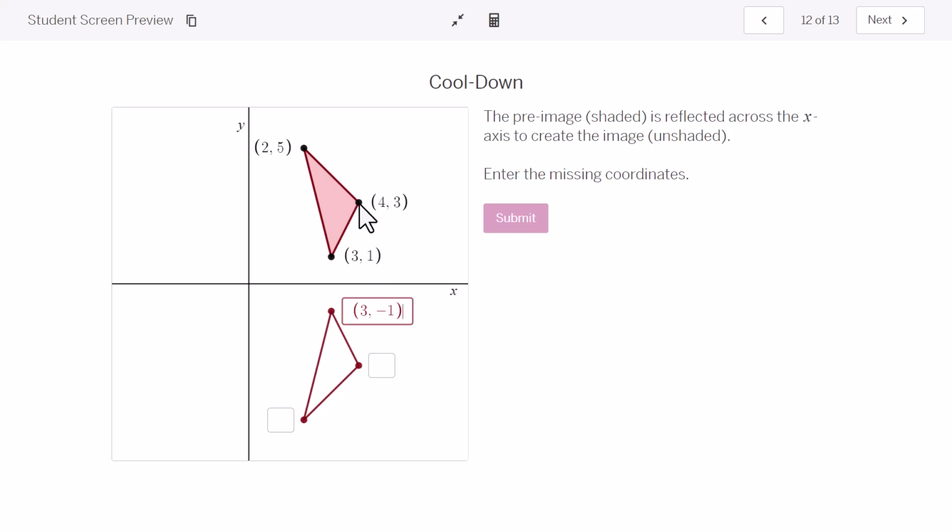Let's do this coordinate from the pre-image and its corresponding coordinate in the image. The x value stays the same, that's 4. The y value is going to change from 3 to -3. In the pre-image, I have the coordinate 2, 5. Like all the other points, the x value is going to stay the same, and the y value is going to change to its opposite.